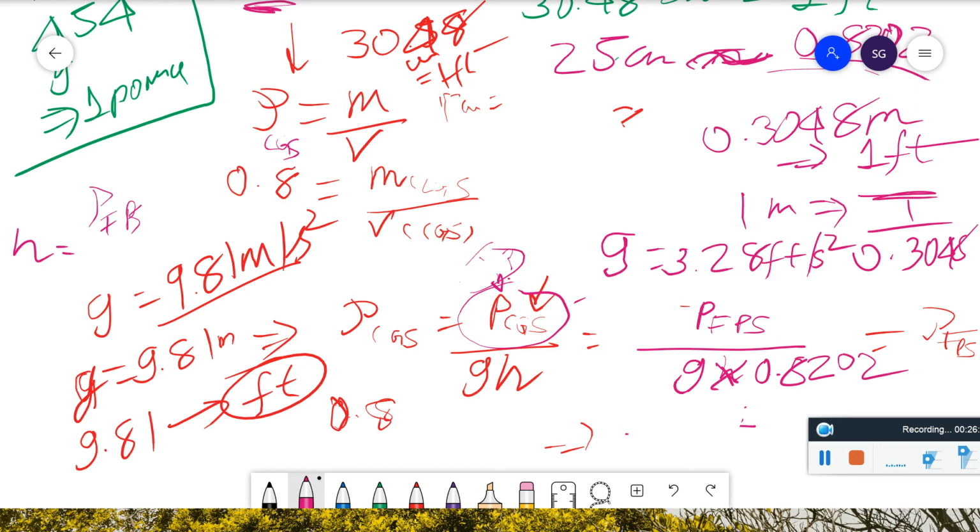And here we are only doing two decimal places. This is approximately, not exactly, 3.2808. 3.2808 I can consider as 3.28. So we are taking two decimal places. Okay, fine. 3.28 feet per second square. So what I will write here is PFPS. This we will continue here. This will be PFPS upon 3.28 into 0.8202.